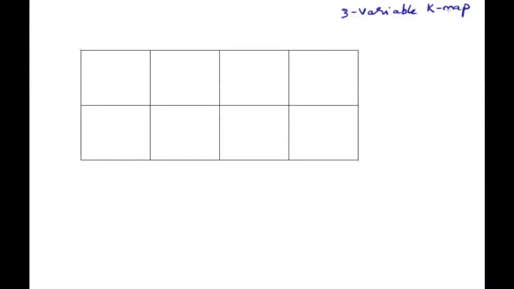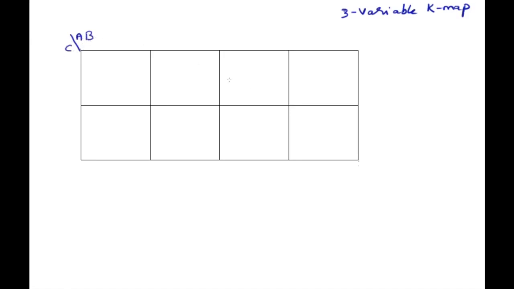In this we are going to study about three variable K-map. So you already have seen the two variable K-map, where in this you have three variables, where I am taking A and B. These are two variables and this is C.